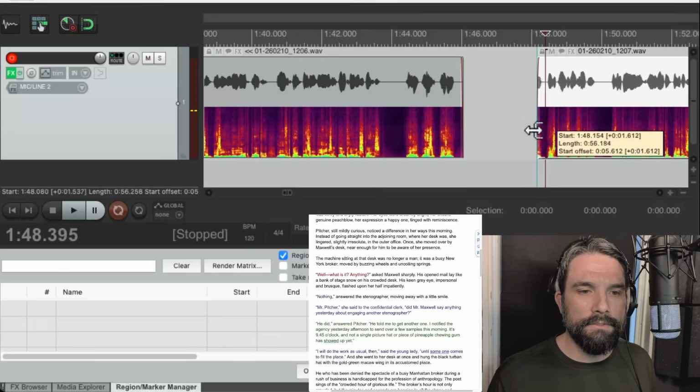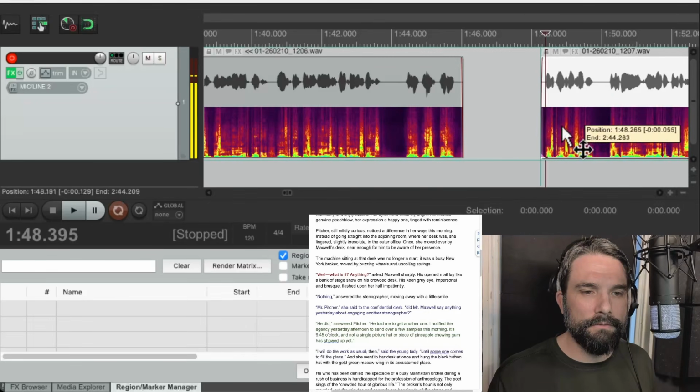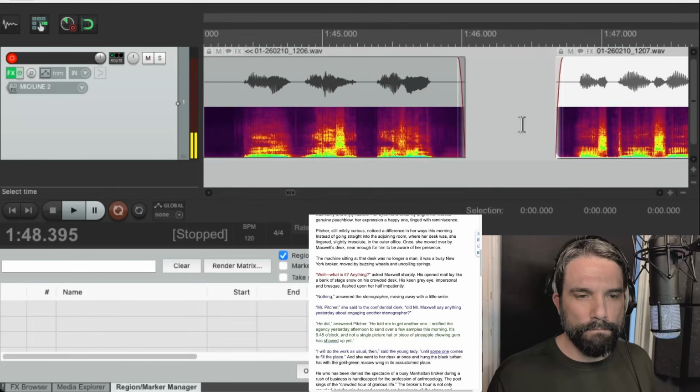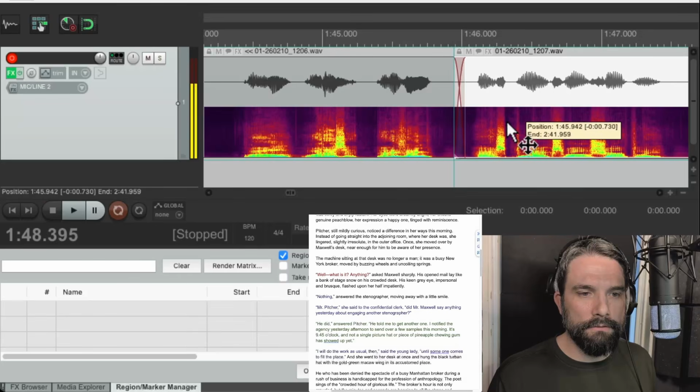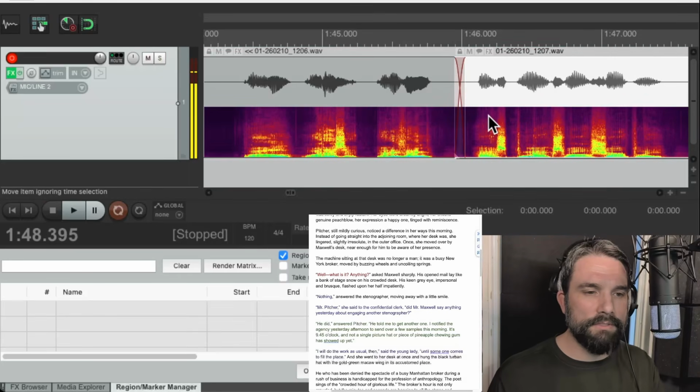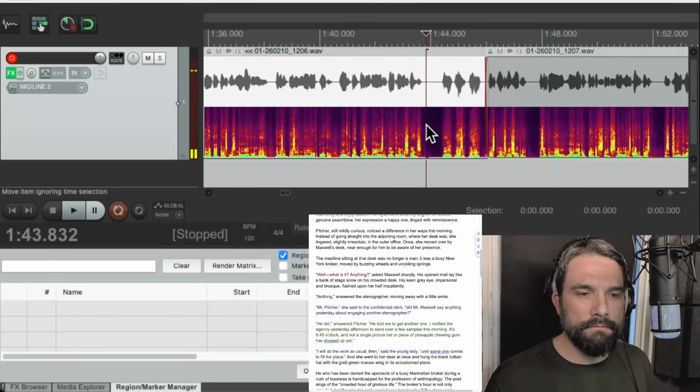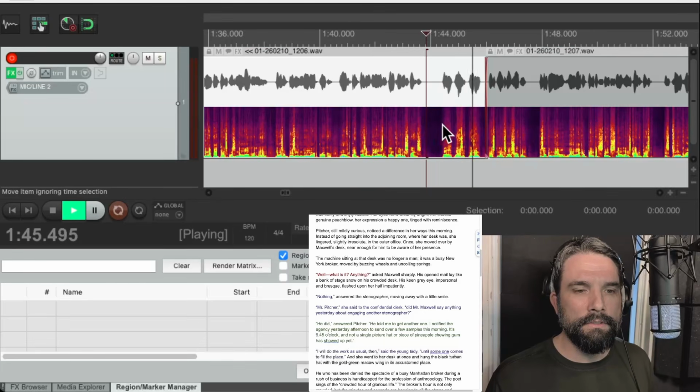Asked sounds good there. So what you can do is get rid of that one, drag it over, drag this back, and overlap it so you've got a little crossfade so it's smooth across. And now, well, what is it? Anything? Asked Maxwell sharply. Sounds good to me.